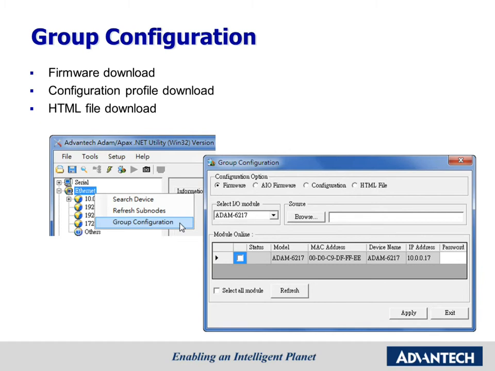Right-click on the Ethernet icon and click on the group configuration task. Choose the configuration option and select the correct I/O module. Then load the corresponding configuration file to this window. Check the module you want to configure, enter the password, then click Apply.